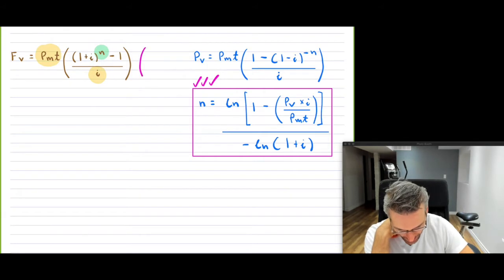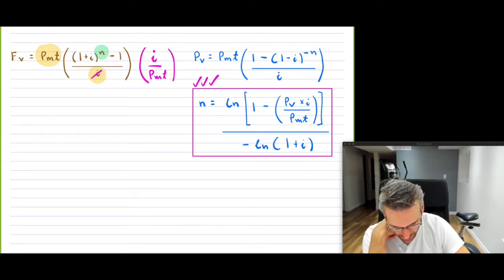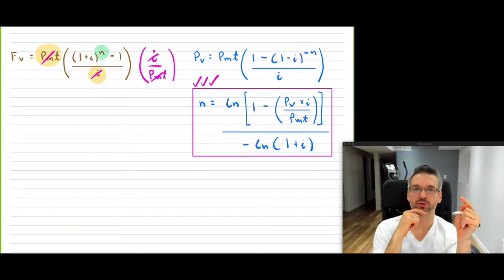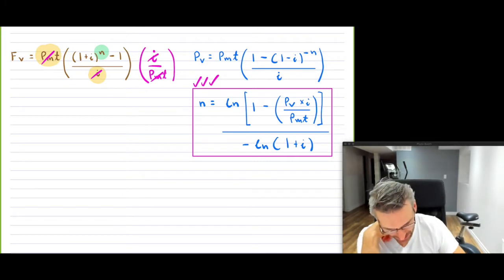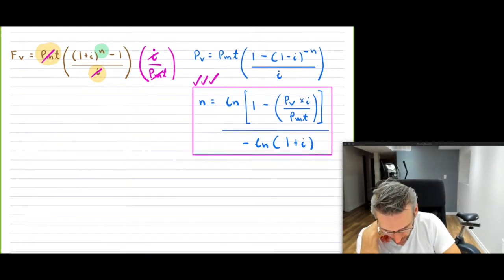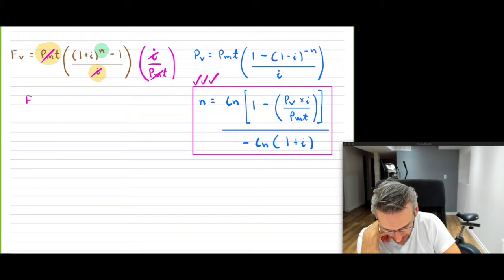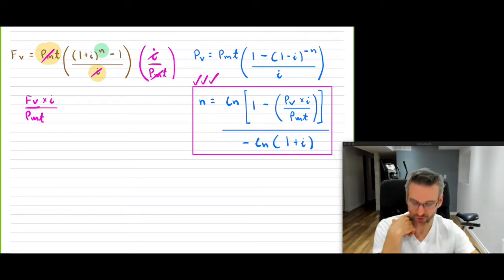So what I'm doing to both sides is the following. I can take both sides, multiply by i, and divide by the payment, and that will get rid of this right here. Now, of course, I have to do that also to the opposite side. Because it's just a multiplication, what I will come out with is the future value divided by the payment and multiplied by I. So multiplied by I in the numerator there.